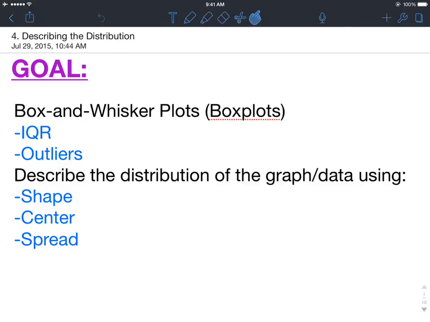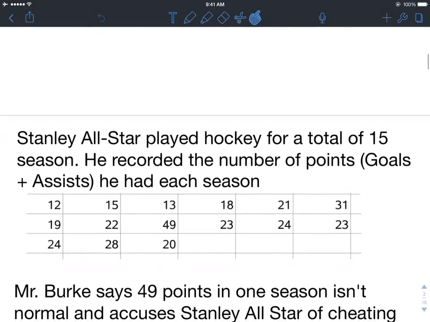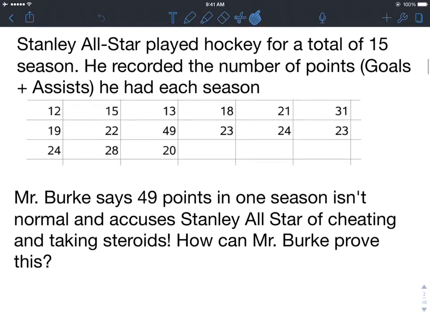Let's take a look at describing distributions of graphs and data using shape, center, and spread. We'll also take a look at IQR, which is the interquartile range, and outliers. So our first example: Stanley All-Star played hockey for a total of 15 seasons. He recorded the number of points, which is goals plus assists, he had each season.